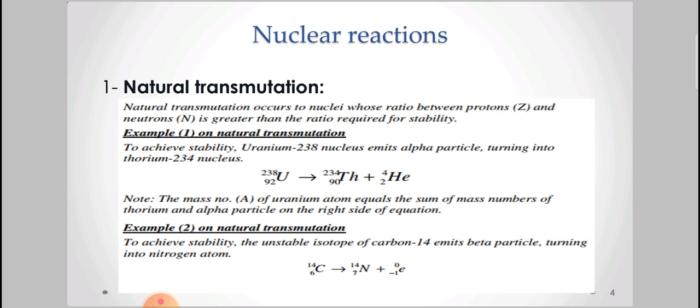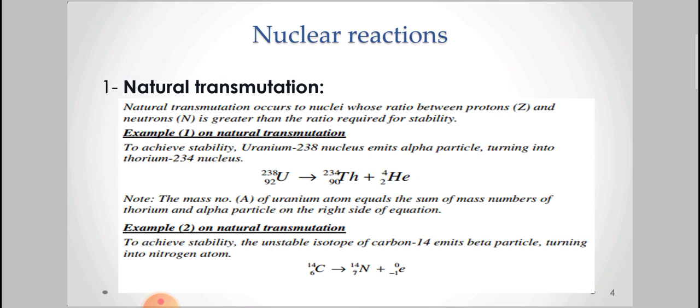To achieve stability, the uranium-238 nucleus emits alpha particles, turning into thorium-234. Uranium-92-238 is converted to thorium-90-234 plus an alpha particle. Note, the mass number of the uranium atom equals the summation of the mass numbers of thorium and the alpha particle.